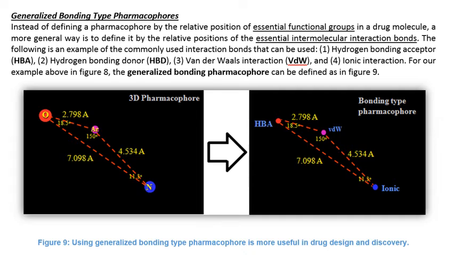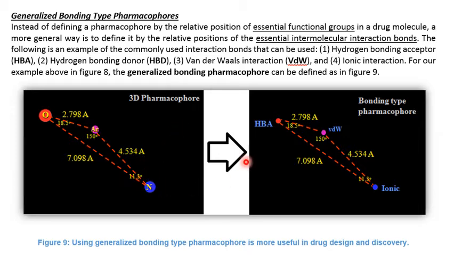So we have seen how we defined the pharmacophoric groups in the previous example. Here this figure shows the same pharmacophoric groups. We have the oxygen, the aromatic benzene ring, and the nitrogen, and then if we define the relative positions of these three groups in space, we call this the 3D pharmacophore.